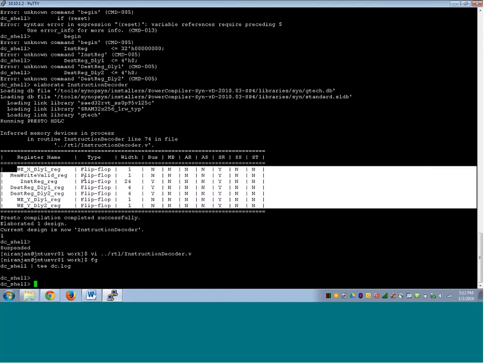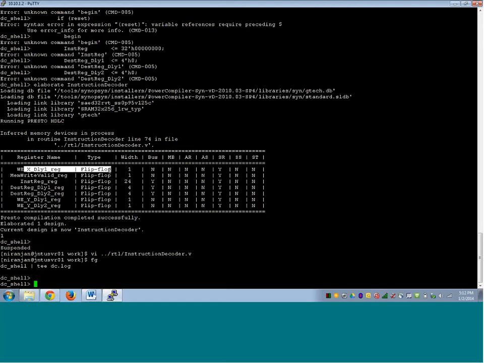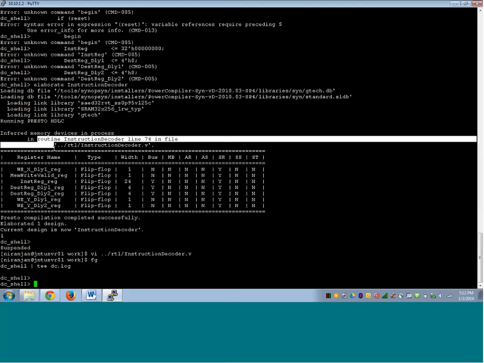It gives you a lot of information. If your register is not appearing here, there is something wrong. Maybe it appears as a latch which you did not intend. Maybe you targeted it to be a flip flop but it became combinational logic because of a coding mistake. So a lot of info is in the elaborate time.